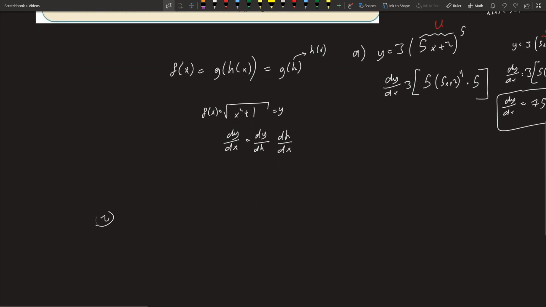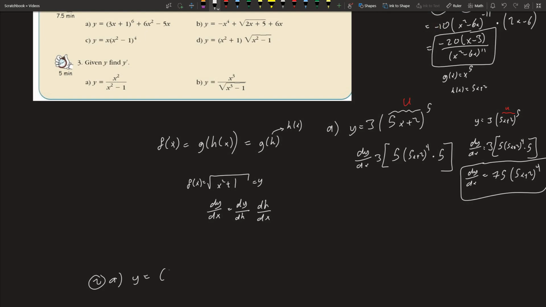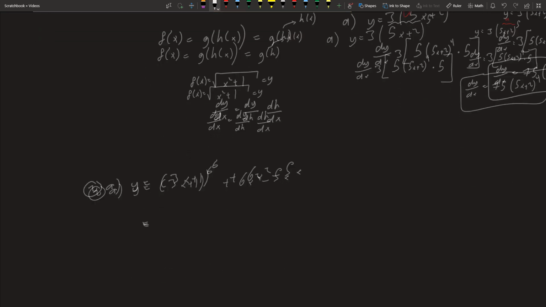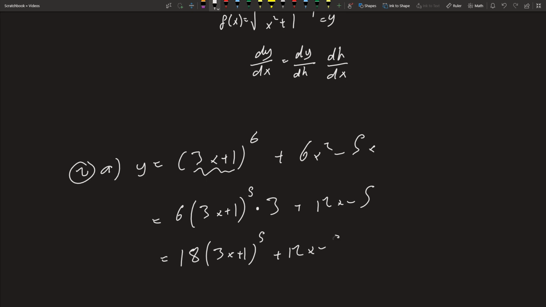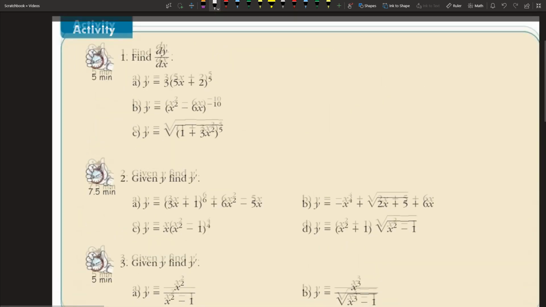Anyways, number 2, we have chain rule again. So number 2a, y is equal to (3x plus 1) to the 6th plus 6x squared minus 5x, right? This is equal to 6 into 3 plus (3x plus 1) to the 5 times the derivative of the inside, which is 3, plus 12x minus 5. This is equal to 18 into (3x plus 1) raised to the 5th plus 12x minus 5. That's your answer.